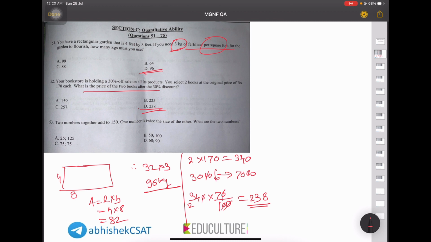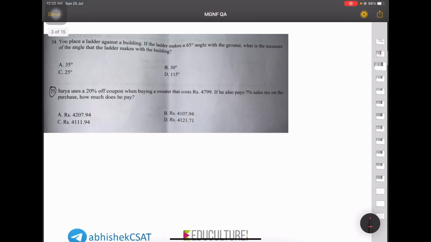Next question. 2 numbers together add to 150. One number is twice the size of the other. What are the 2 numbers? Just check out the options. One number is twice the other. That means this one and only this option is correct. One number is twice the other, 50 and 100, and summation is also 150. 50 + 100 = 150.